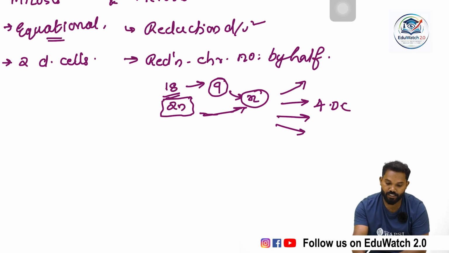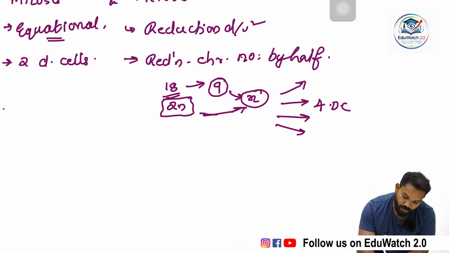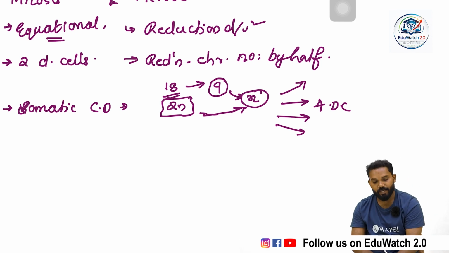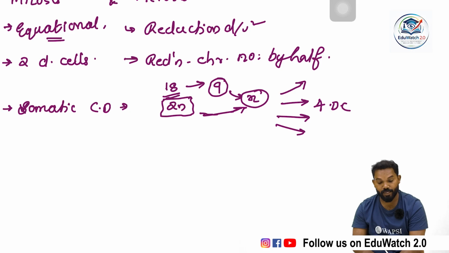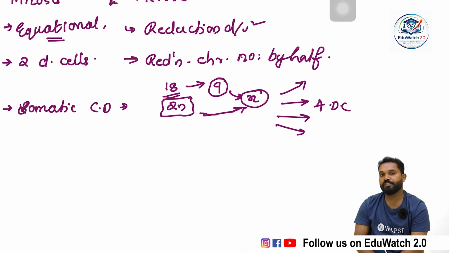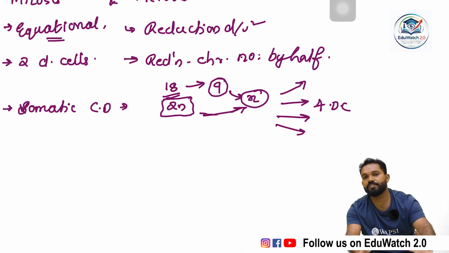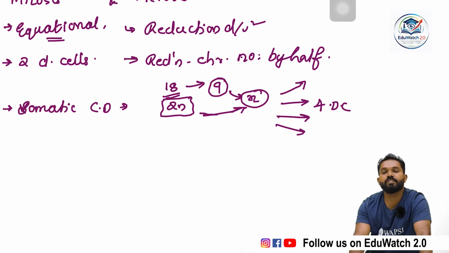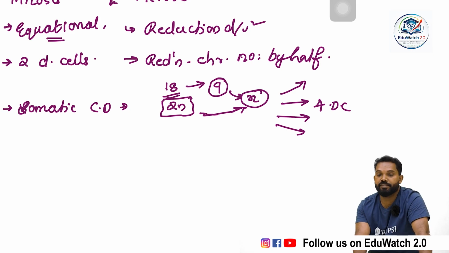Then equational division generally takes place in somatic cells, hence it is known as somatic cell division. Somatic cells mean vegetative cells, our body cells. But meiosis, in which the chromosome number reduces, takes place only in reproductive cells or germ cells.